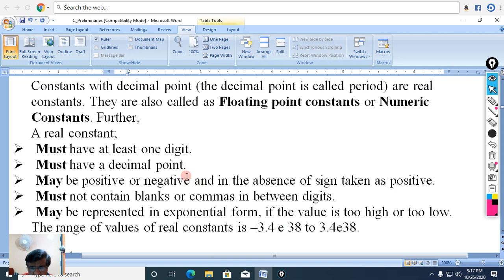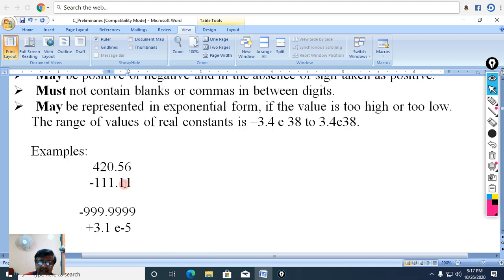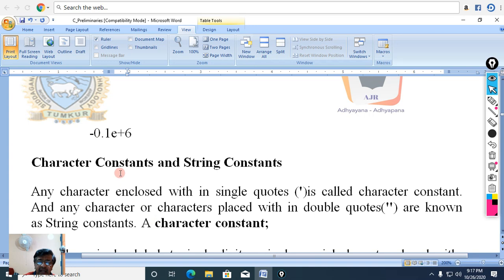Of course, there is nothing unrealistic about integers. Integers don't contain a decimal point, and integer arithmetic is fast; particularly integer division is fast when compared to real division involving real constants. Some of the examples quoted here: 420.56, minus 111.11, 3.1 into 10 to the power of minus 5, and minus 0.1 into 10 to the power of plus 6.